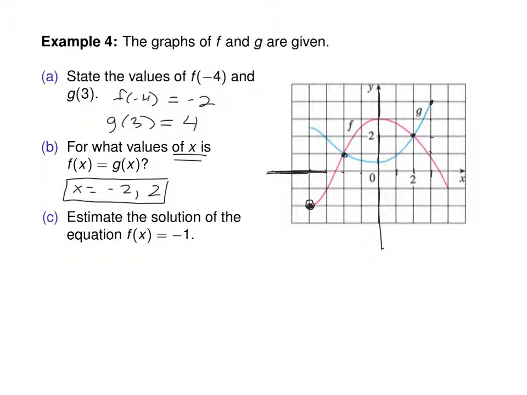Next one says, estimate the solution of the equation f of x equals -1. So that's also similar to the crossing thing, but here is the line y equals -1. Does that make sense? It's like saying, when is the y value of f equal to -1, right? So you could draw on the line where everything is -1 and look for where the pink function appears to cross that line. So when does that appear to happen? At what x value?